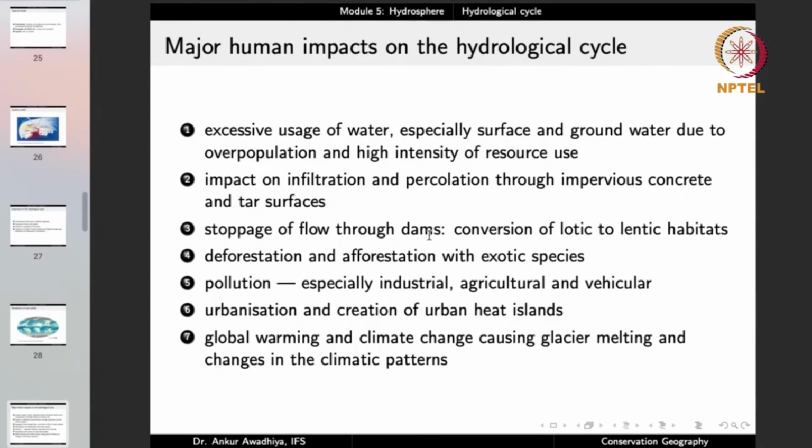We are stopping the flow of water through dams, converting the lotic habitats into lentic habitats. Now, lotic habitats are those habitats where the water is moving, lentic habitats are those habitats where the water is standing. So we are stopping the flow of water. Now, when we talk about the hydrological cycle, the water that was falling on the ground was moving towards the oceans through the streams, through the rivers. Now, when we stop that water, what happens is we create an artificial wetland. Now, this artificial wetland may be in a location that is having impervious rocks. So, in that case, this wetland will not be aiding in the groundwater recharge.